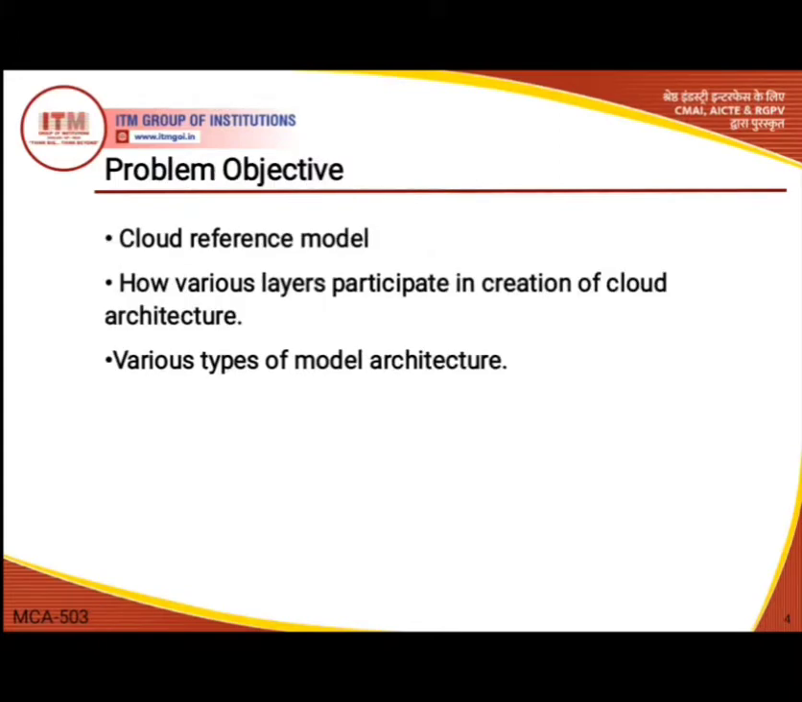Now moving ahead, the problem objective. Here the problem objective is divided into portions where we will discuss the cloud reference model on the basis of architecture, which is generally divided into specific layers. We will also discuss how various layers participate in the creation of cloud architecture, and also the various types of model architecture.